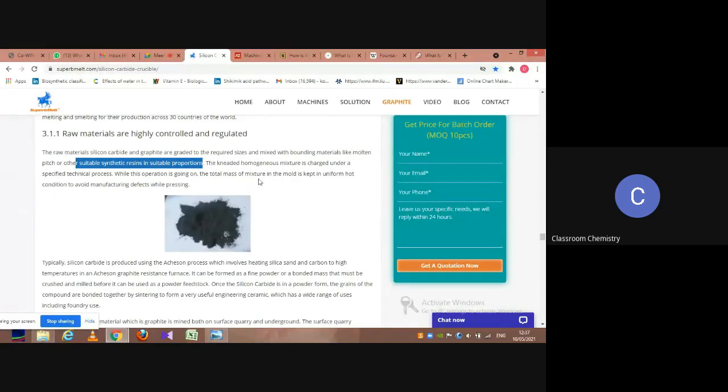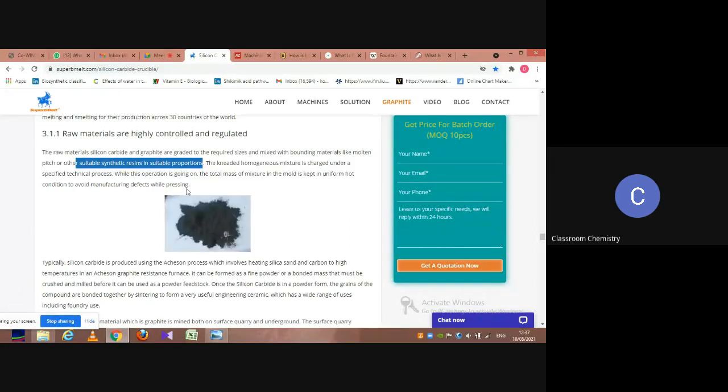The total mass of the mixture in the mold is kept in a uniform hot condition to avoid manufacturing defects while pressing. ज्यावेळेस आपल्याला हे मिक्सचर तयार होतं त्यावेळेस एखाद्या मोल्ड मध्ये आपल्याला ठेवावं लागतं जिथे त्याची हिटिंग प्रॉपर असेल. असं काय करावं लागतं, कारण जर ज्यावेळेस आपण क्रुसिबल बनवायला जाऊ त्यावेळेस क्रॅकिंग होणार नाही किंवा त्याच्यामध्ये काही डिफेक्ट्स तयार होणार नाही, त्याची आपल्याला काळजी घ्यावी लागते.